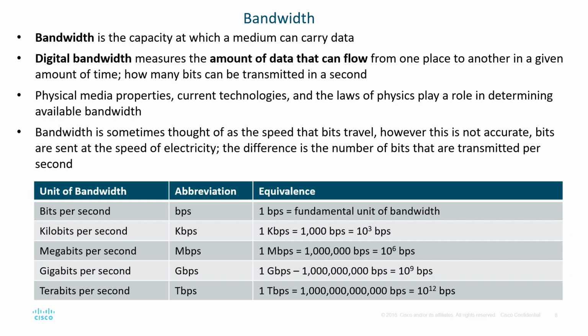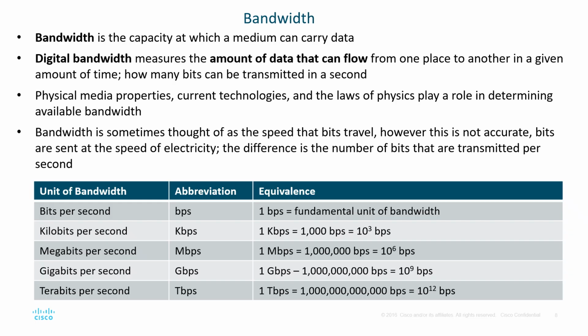Okay? Physical media properties, current technologies, and the laws of physics play a role in determining available bandwidth. Bandwidth is also sometimes thought of as the speed that bits travel. However, again, this is not accurate. Bits are sent at the speed of electricity. The difference is the number of bits that are transmitted per second.